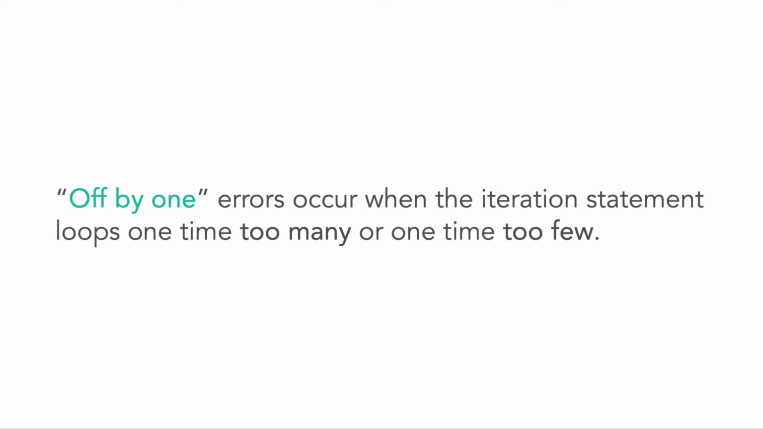Off by one errors occur when the iteration statement loops one time too many or one time too few. That is why we need to pay careful attention when using less than or less than and equal to operators, or greater than versus greater than and equal to operators.